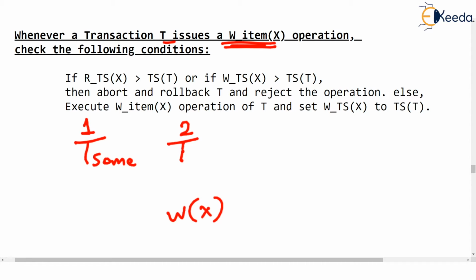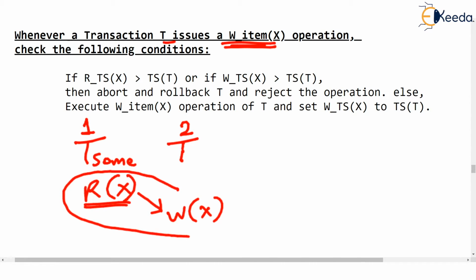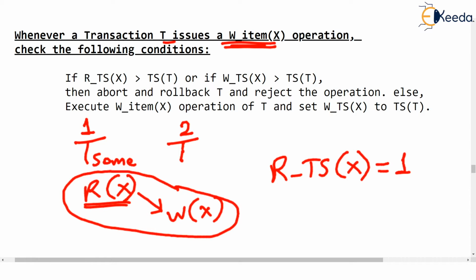Just imagine that T sum had already read X. The read X operation was done last time by T sum, which is an older transaction. Now you know this is a read-write conflict, but such a read-write conflict is allowed because this conflict is from an older transaction to a younger transaction. Just observe what is the read timestamp of X. That means who read X last time? The transaction which had timestamp 1. So the read timestamp of X is 1.